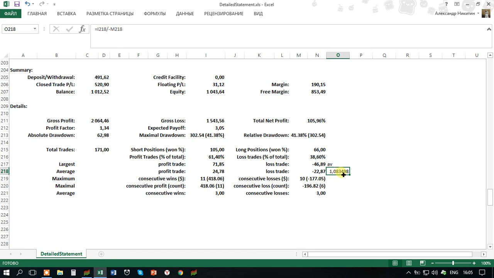So it is slightly more than 1, almost 1. If you generate more, it says that I generate more than I lose. On average I generate 1.08, and I have a 61% chance to generate 1.68 rather than lose 1. So these are the two main characteristics of the strategy here.